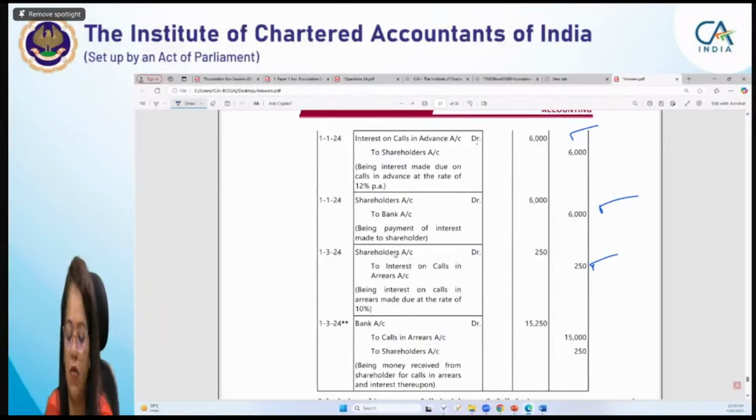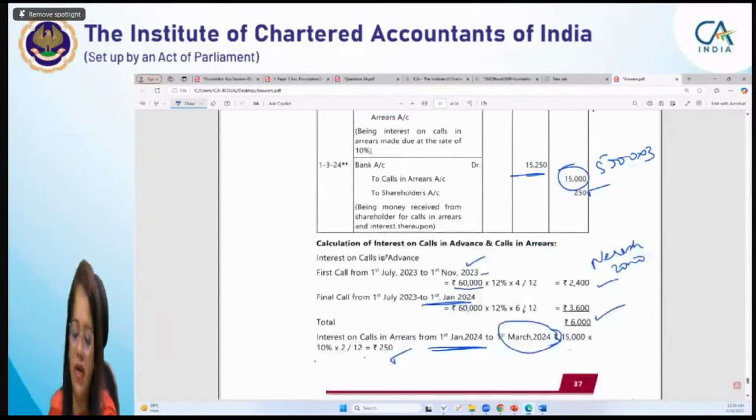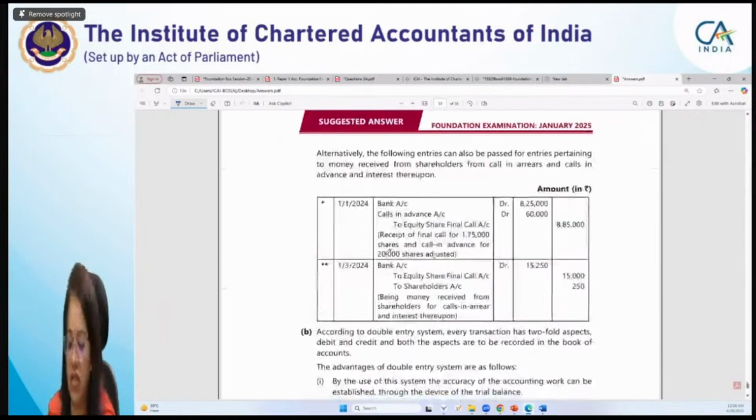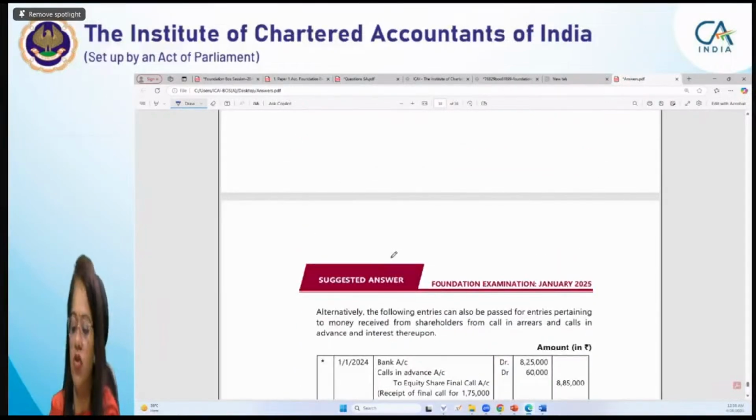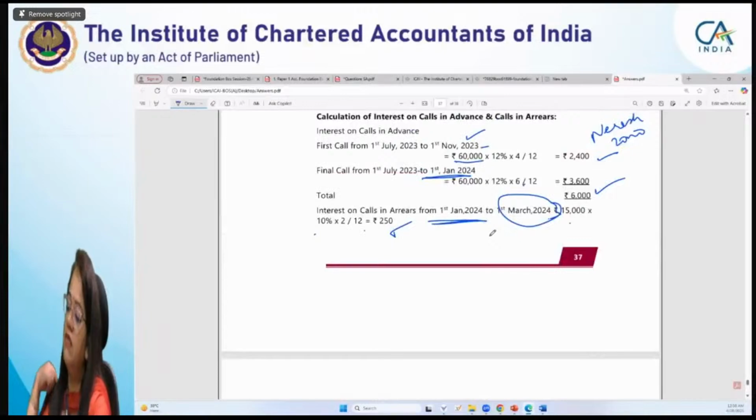So bank account debit to calls 5,000 into 3. This is our share calls in arrears and 250 is the interest on calls in arrears. This total amount we will be receiving. All right. This is also a very easy question, but yes, you have to use your mind. Calculation of the months is very important at this stage.